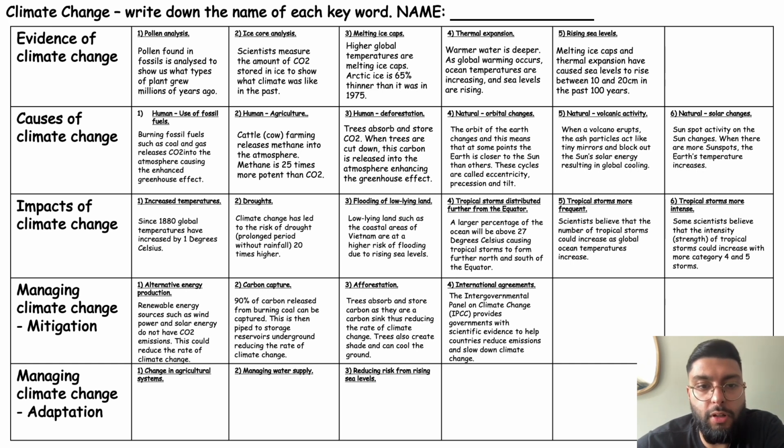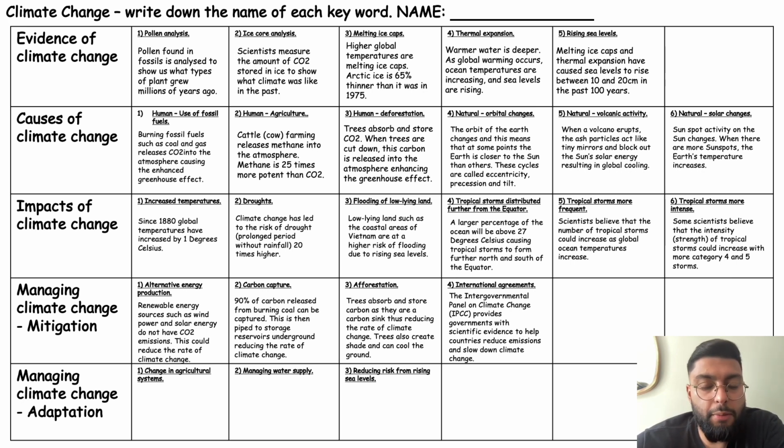So the Intergovernmental Panel on Climate Change, or IPCC, in partnership with the UN, provide governments with scientific evidence to help countries reduce their emissions and slow down climate change. And countries can come to agreements, as they did at the Paris Climate Agreement in 2015 and COP26 in Glasgow in 2022, to take the necessary actions to keep global warming and global temperature increase to below a certain number. So the current aim is to stop warming from going any higher than 2 degrees Celsius above pre-industrial levels.